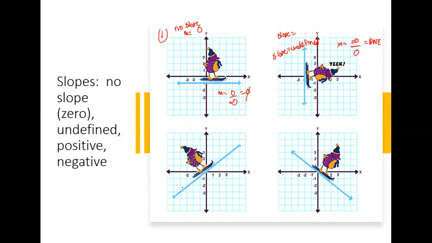Here we have the skier going up a slope. So it's actually going up, which is a positive slope. So this slope is positive. And this slope we say is negative because the skier is going down the hill. So it's getting more negative. So 0 slope, undefined slope, positive slope, negative slope.